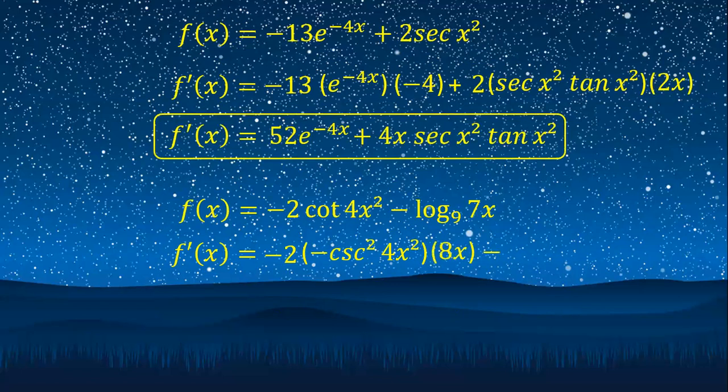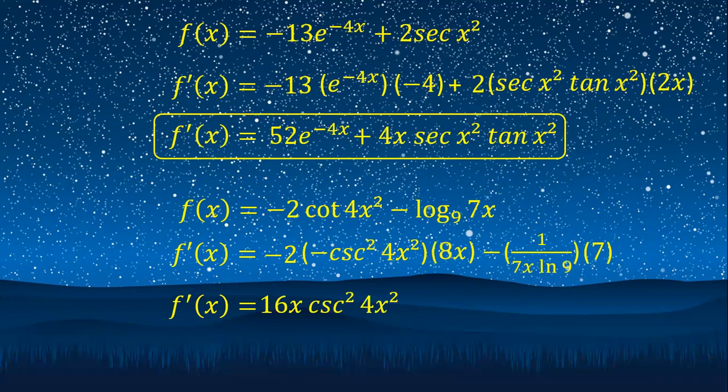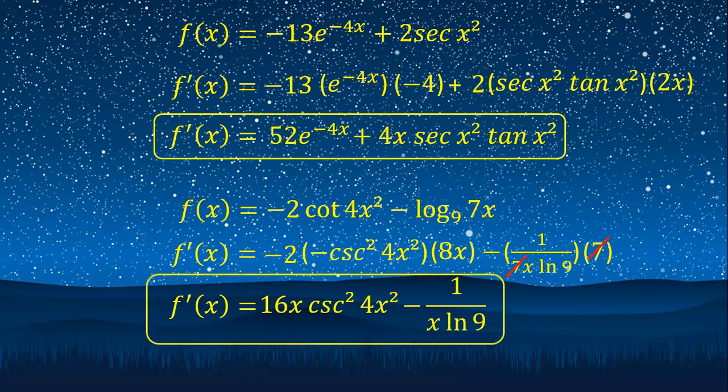Then minus the derivative of the logarithm of 7x to the base of 9, that is 1 over 7x ln 9, times the derivative of the algebraic expression 7x, that is 7. So for further simplification, f'(x) = multiplying negative 2, negative cosecant squared 4x squared, and 8x, the result is 16x cosecant squared 4x squared. And then for the second term, we can cancel out 7, so what is left is minus 1 over x ln 9.